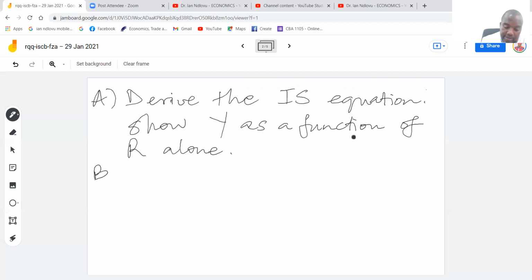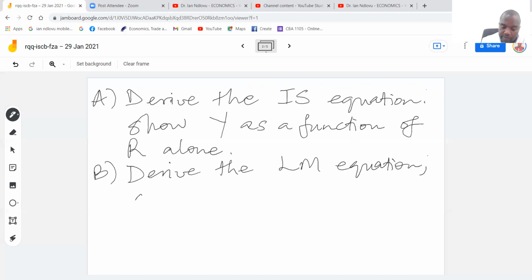And then the second question is derive the LM equation. The hint is to show Y as a function of R alone.